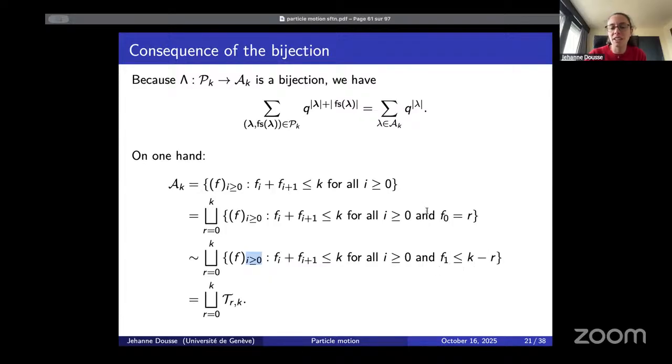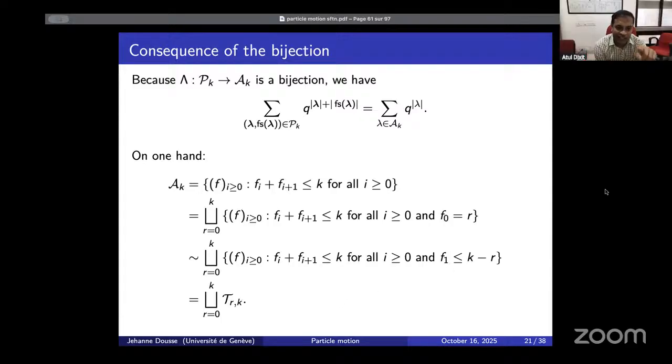So the bijection, but I don't even want to call it that way because it's so simple, between those two sets, is just to remove the parts 0. And you get, so again here it should be a 1. So you get a classical partition into positive parts where the part 1 appears at most k minus r times. So this set is exactly the set T_{r,k}, which was defined in the Andrews-Gordon identities. So A_k is a disjoint union of sets T_{r,k}.